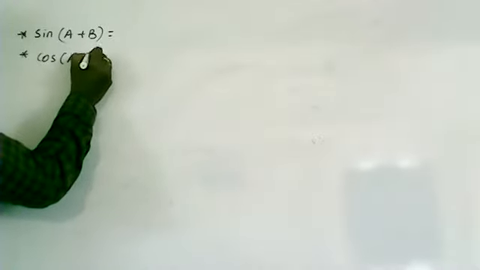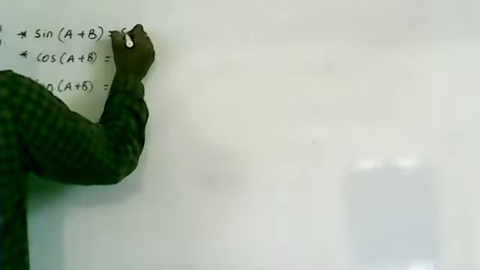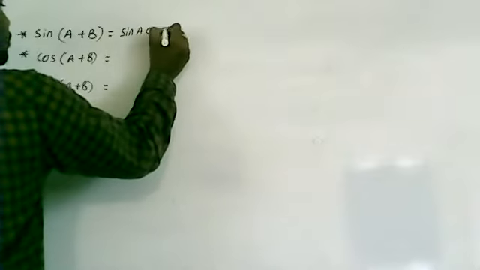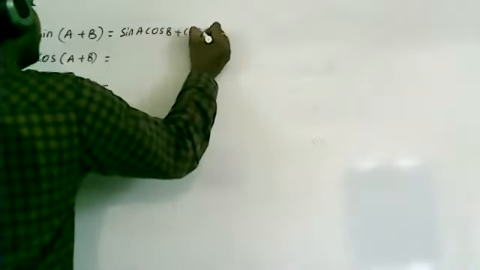Similarly, cos A plus B is equal to, and tan A plus B is equal to. So what are these three formulas? You already learned them in your previous standard. Yeah, very good. So sine A plus B formula is sine A cos B plus cos A sine B.